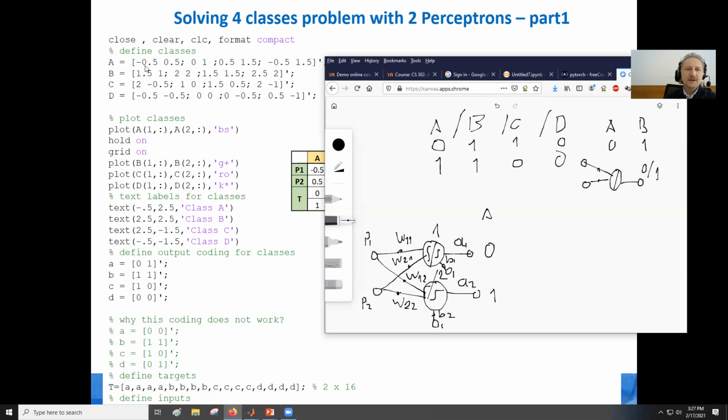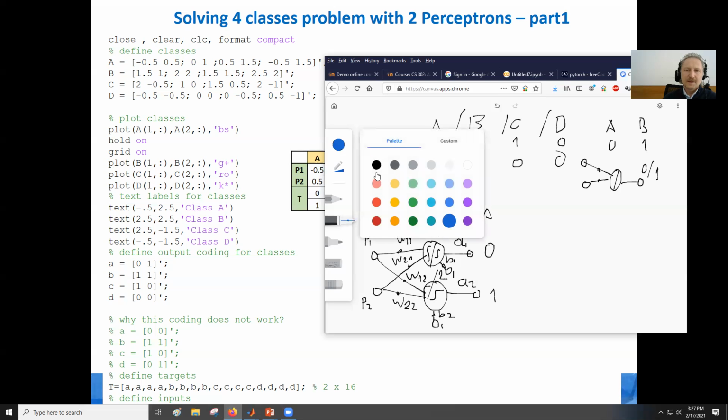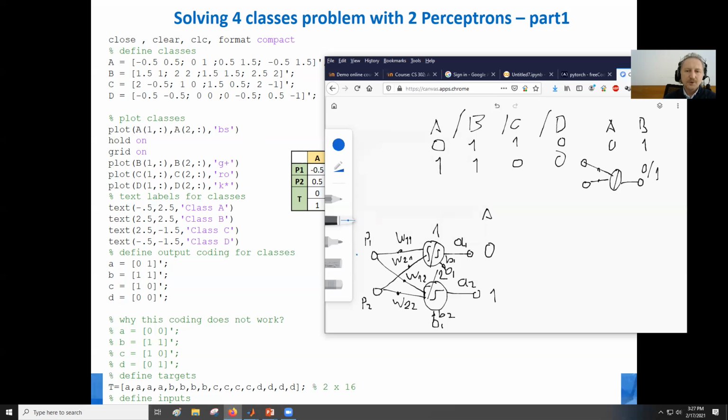For example, let's change color. If the first input is minus 0.5 and the second input is 0.5, or the first input is minus 0.1 and the second input is 0.5, in this case we want to produce 0 and 1, because 0 and 1 is the code of A. This network will generate the 0, 1 code. This means class A.